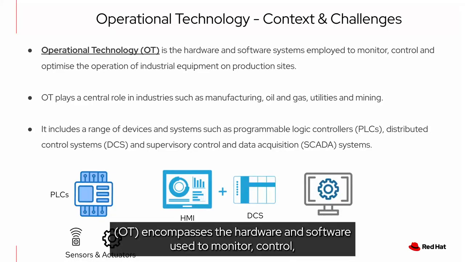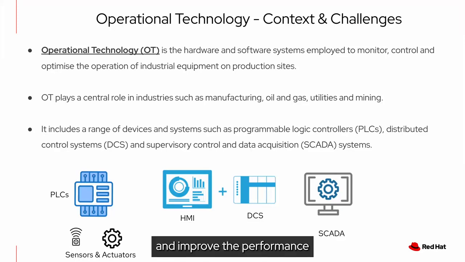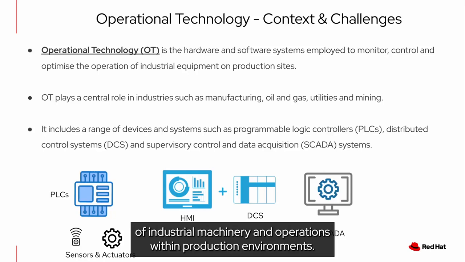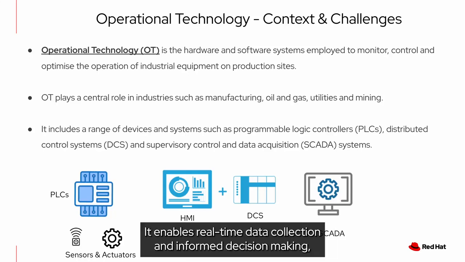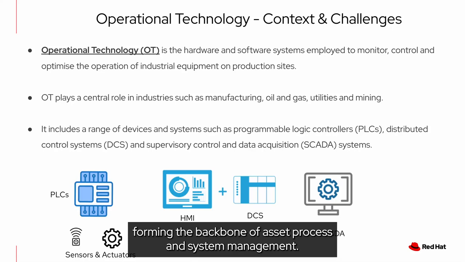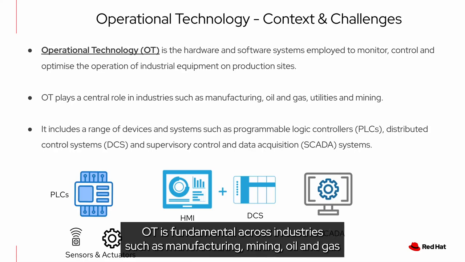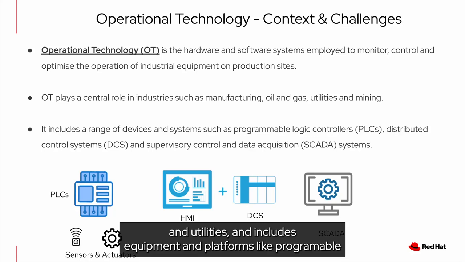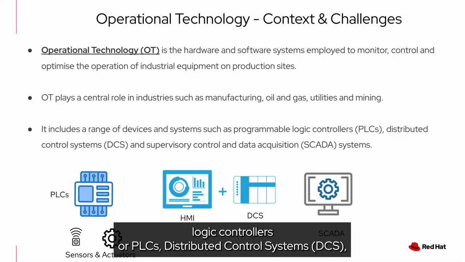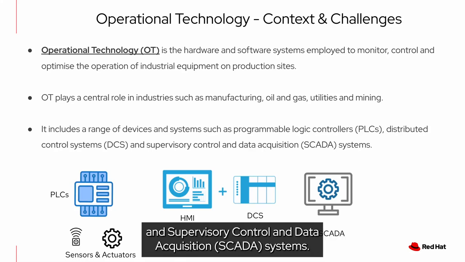Operational technology, OT, encompasses the hardware and software used to monitor, control, and improve the performance of industrial machinery and operations within production environments. It enables real-time data collection and informed decision-making, forming the backbone of asset, process, and system management. OT is fundamental across industries such as manufacturing, mining, oil and gas, and utilities, and includes equipment and platforms like programmable logic controllers, or PLCs, distributed control systems, DCS, and supervisory control and data acquisition, SCADA systems.